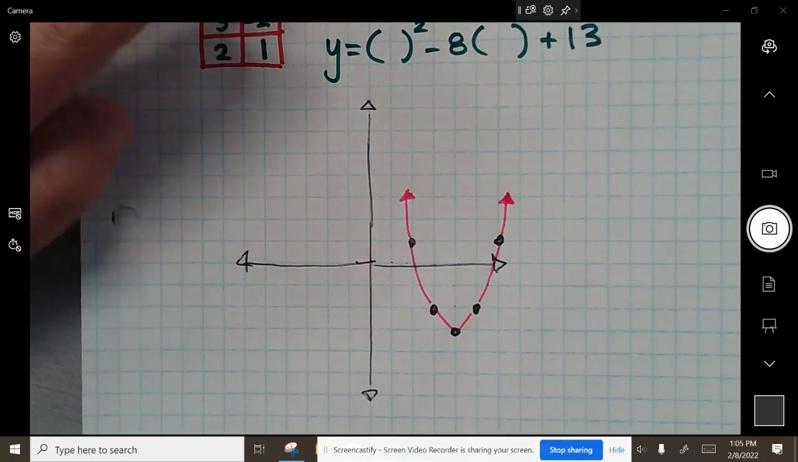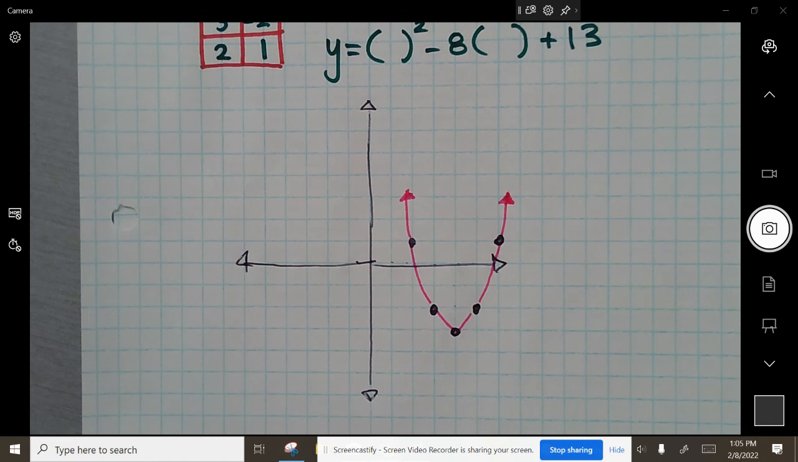How many times does it touch the x-axis? Twice. Gerardo says twice. Is he right?